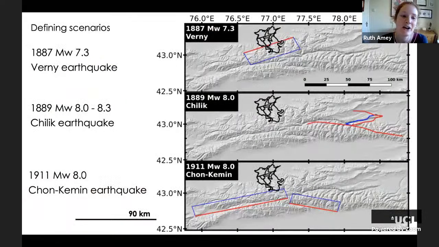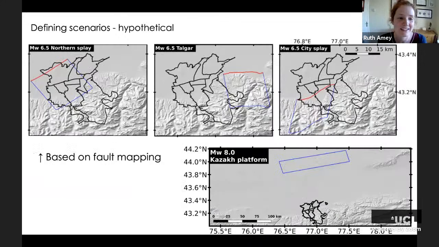So for the scenarios that we define, we start with some historical examples. There were 3 large earthquakes that have occurred near Almaty. Almaty is shown by this black outline, and in each of these fault models, red indicates the fault at the surface and blue is the fault at depth. So we've modeled these large historical earthquakes to see what would happen to Almaty if these earthquakes were to have happened today.